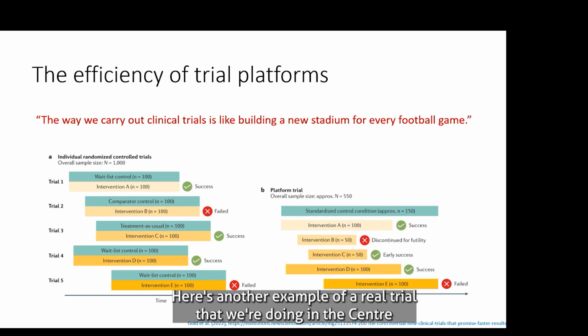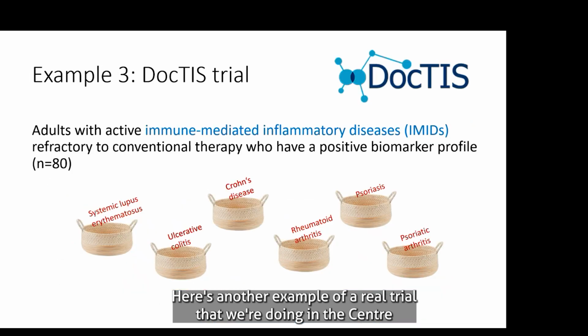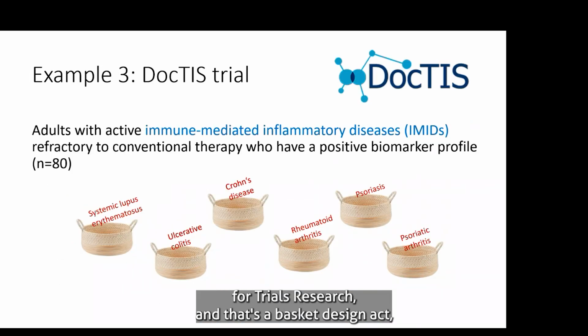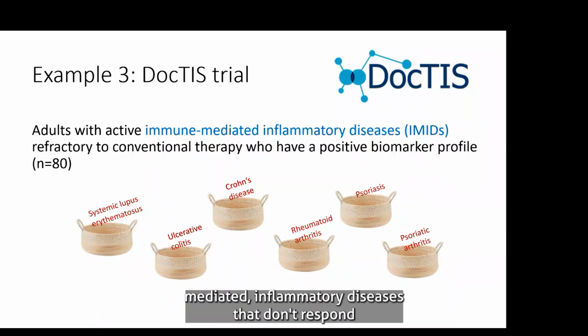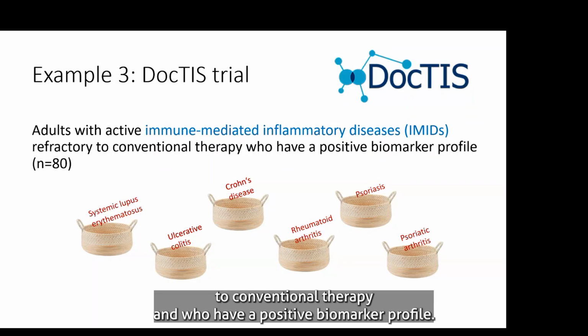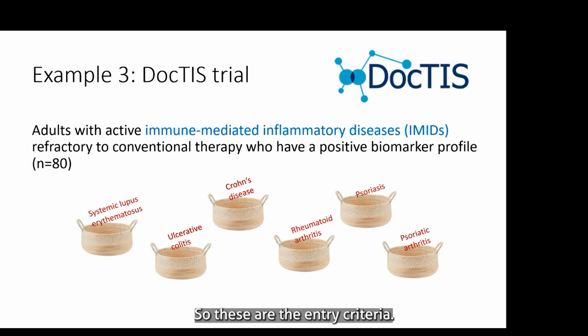Here's another example of a real trial that we're doing in the Center for Trials Research, and that's a basket design, as you can probably tell from the illustration here. The DOCTIS trial is an EU Horizon 2020 funded trial of adults with active immune-mediated inflammatory diseases that don't respond to conventional therapy and who have a positive biomarker profile. So these are the entry criteria.